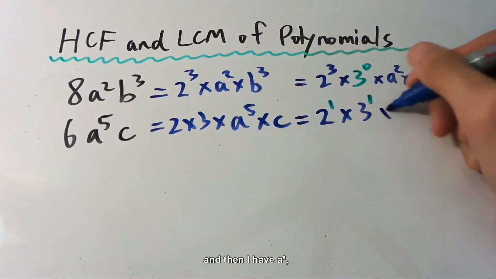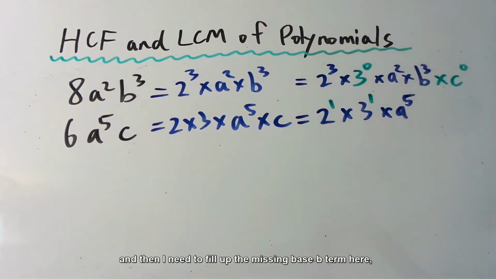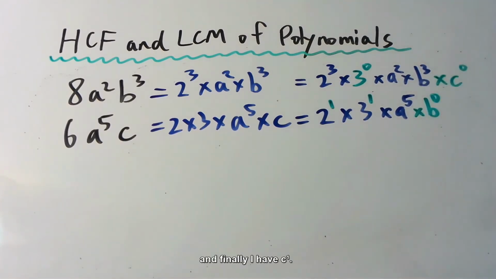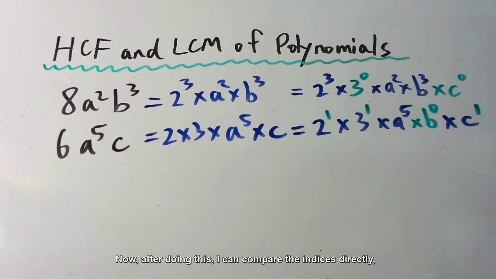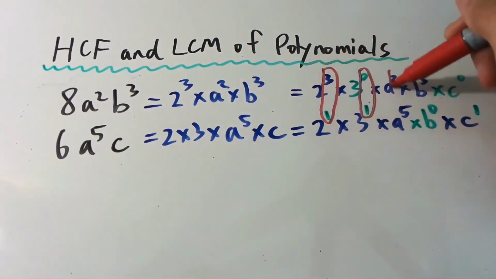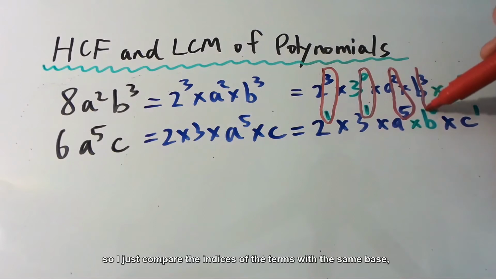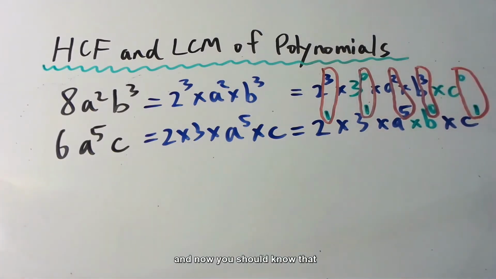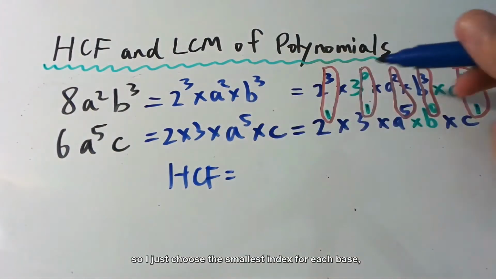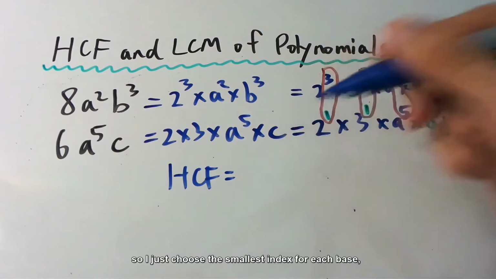And then I have a to the power 5, and then I need to fill up the missing base b term here. And finally, I have c to the power 1. Now after doing this, I can compare the indices directly. So I just compare the indices of the terms with the same base. And now you should know that the HCF can be easily found. So I just choose the smallest index for each base.